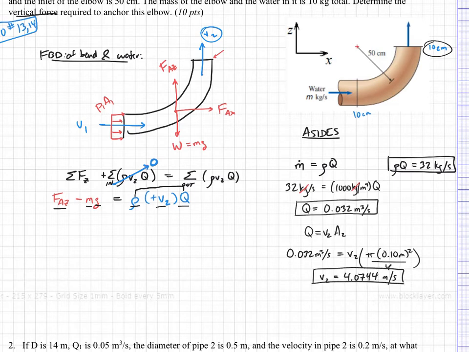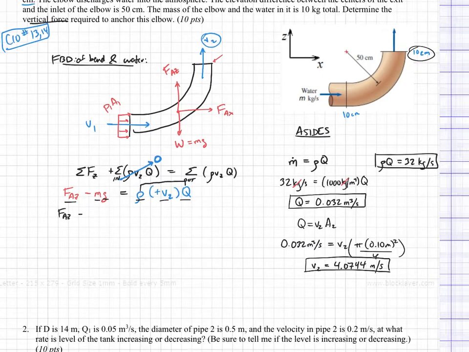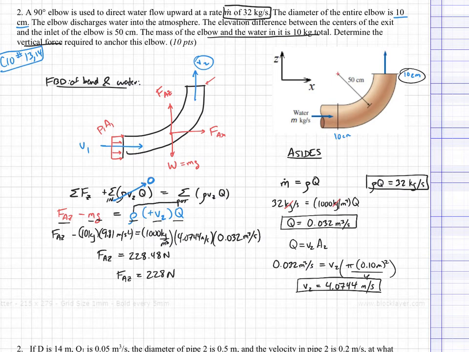So now we have everything that we need to plug into this equation. We get FAZ minus the mass of the elbow and the water, which is 10 kilograms, so 10 kilograms times 9.81 meters per second squared, equals rho, which is 1,000 kilograms per cubic meter, times V2, which is 4.0744 meters per second, times Q, which is 0.032 cubic meters per second. FAZ then equals, if we do the math on this, assuming I didn't make an error when I did this before, 228.48 newtons. We'll keep 3 sig figs, so FAZ equals 228 newtons.